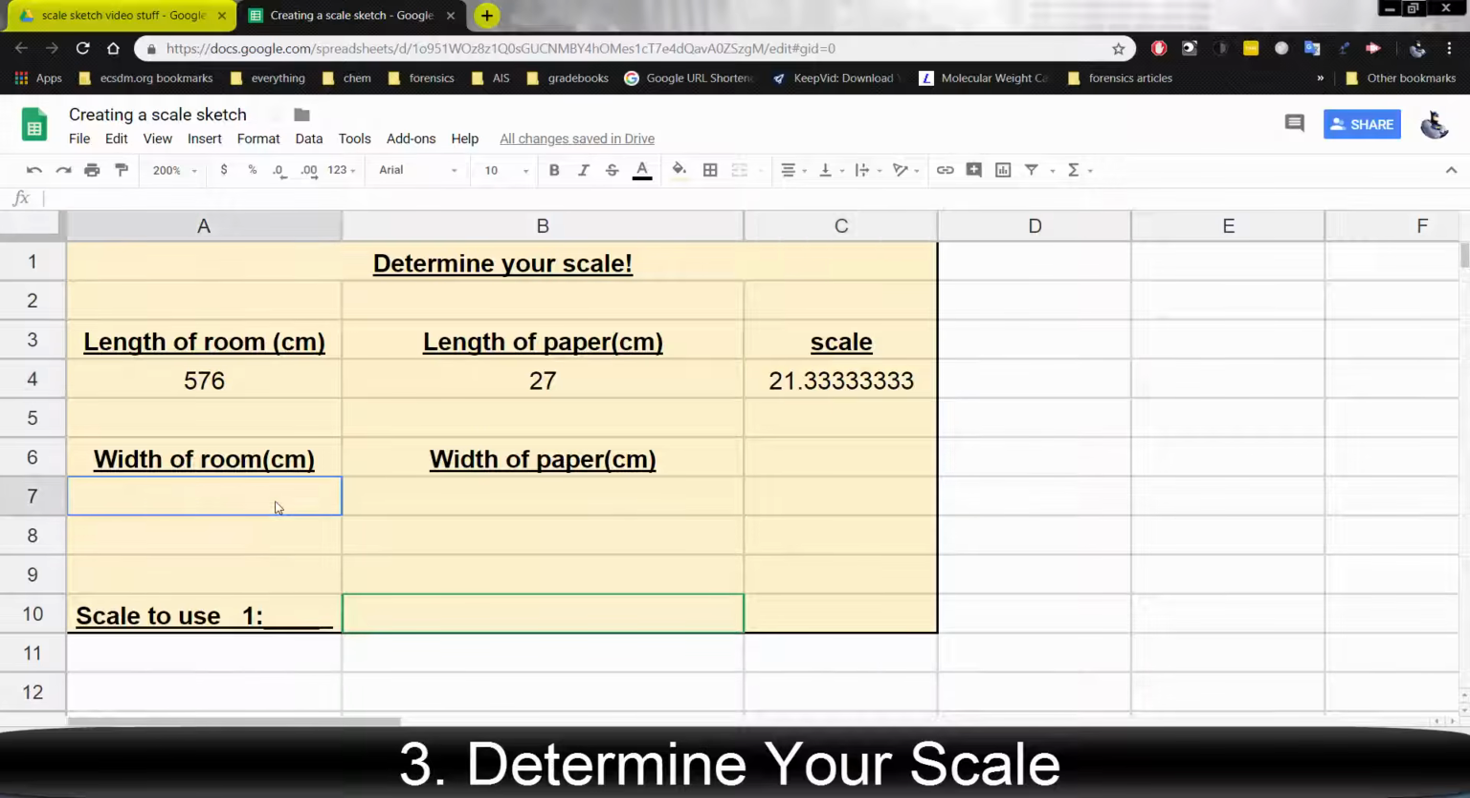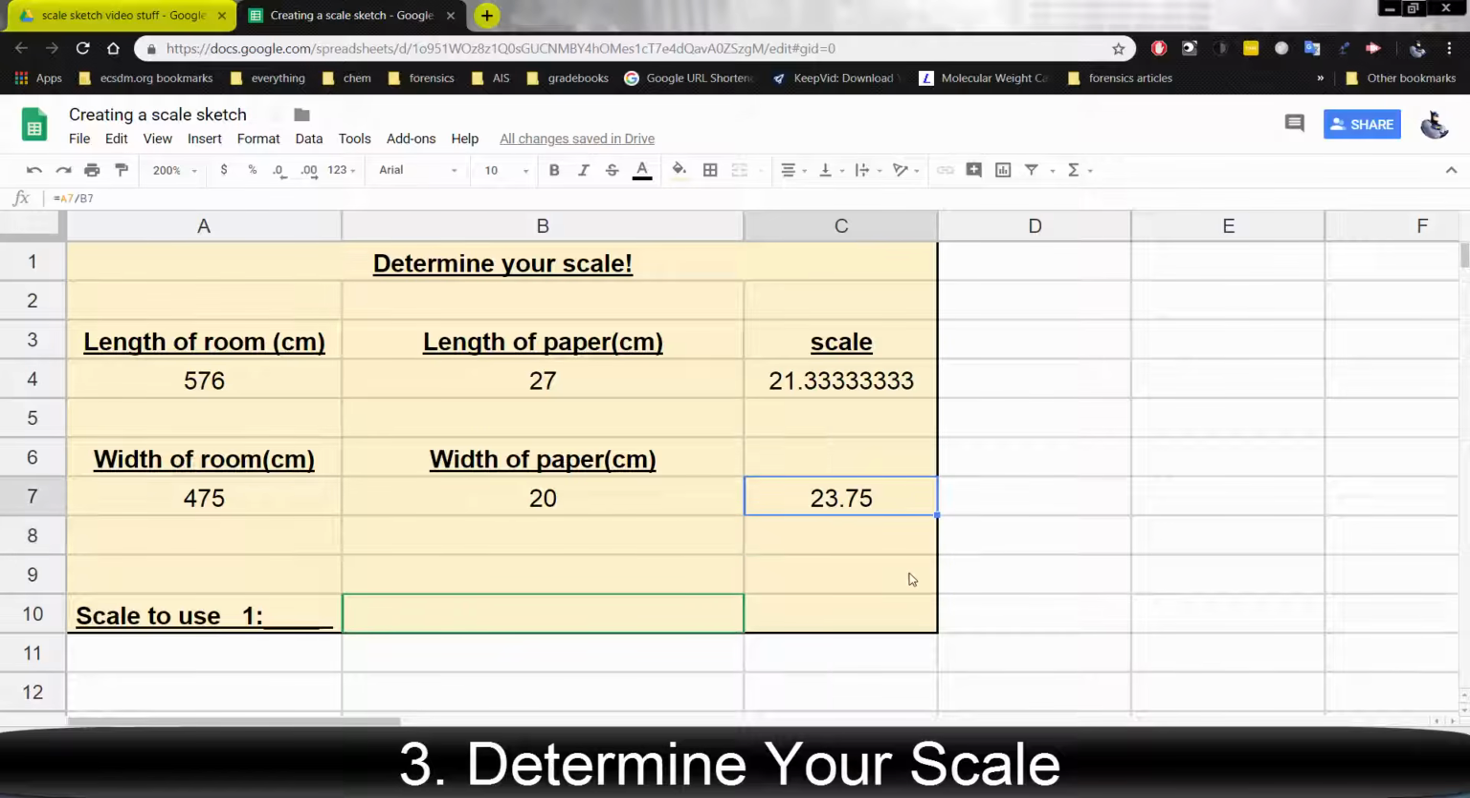But I also got to concern myself with the width of the room. So I measured that width to be 475 centimeters, and now I measure the width of my paper, and I measure it to be 20 centimeters. So now I do the same thing, equals the width of the room divided by the width of the paper, and I get 23.75. So now, which one do I want to use?